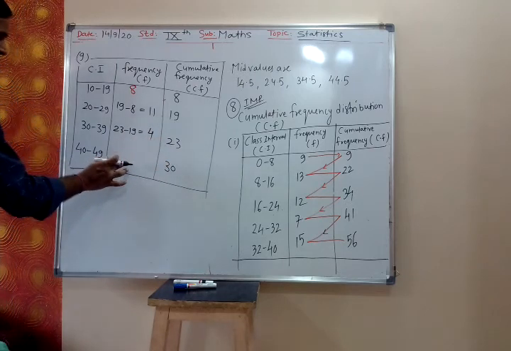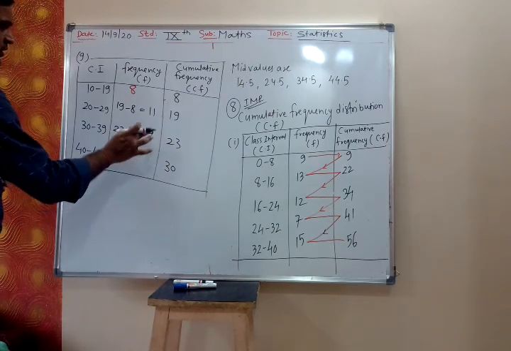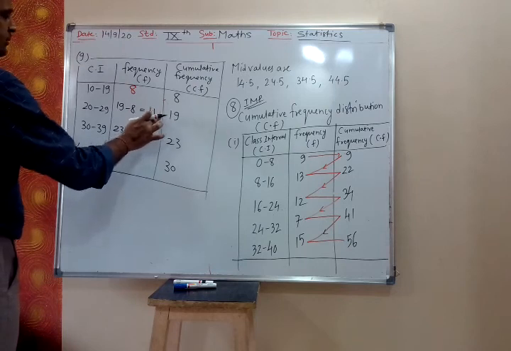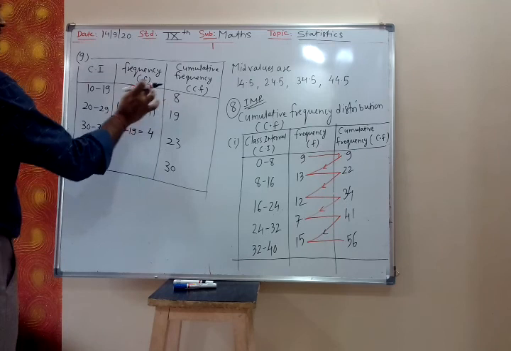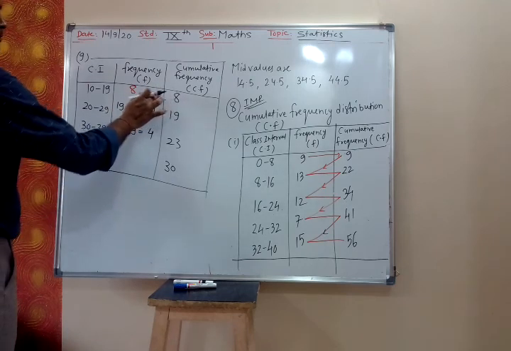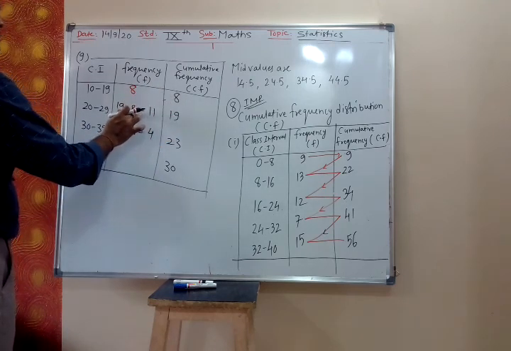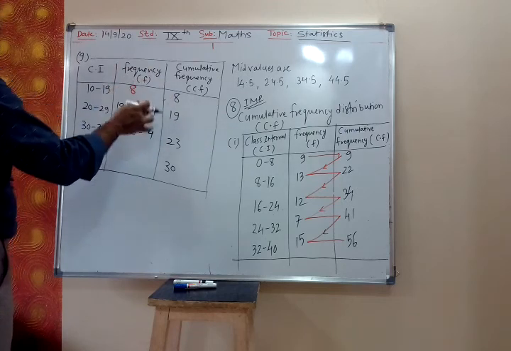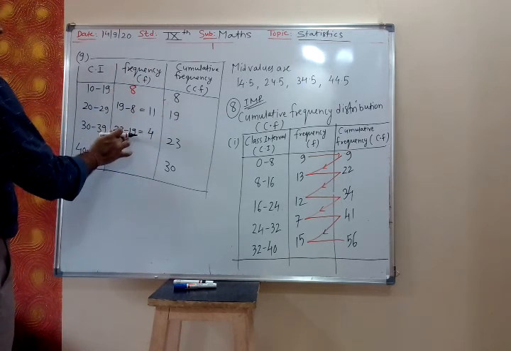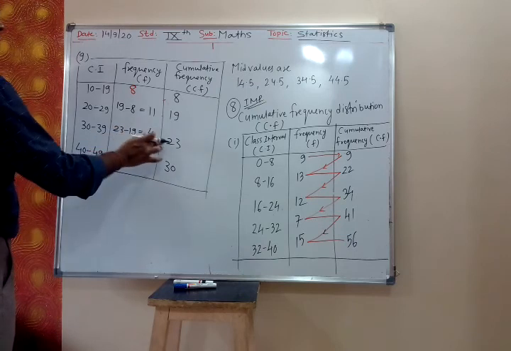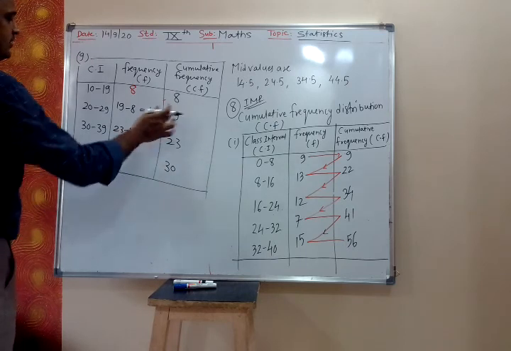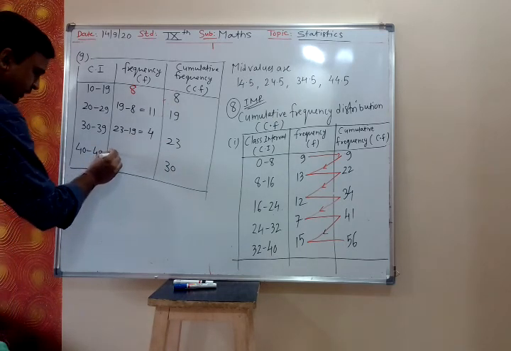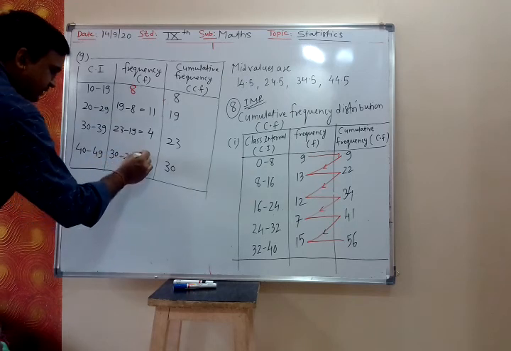Then 23 plus this number is 30. So this number will be 30 minus 23, that is 7. Again, 8 plus this number is 19, so this number will be 19 minus 8. 19 plus this number is 23, so this number will be 23 minus 19.